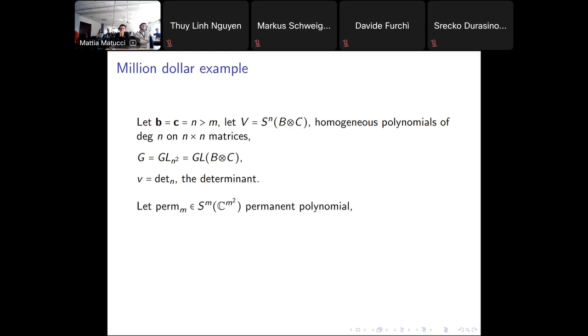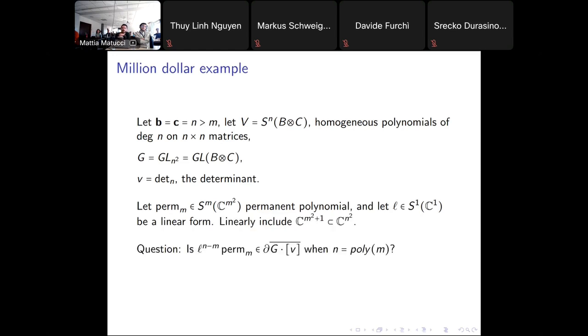Then I'm going to take another polynomial, the permanent. Unfortunately, it's not in the same number of variables. It's in fewer variables, the way I set it up. So let's multiply it by a linear form to the correct power so that it lives in the same space and has the same degree. So this is a homogeneous polynomial of degree n. It lives in this space now.